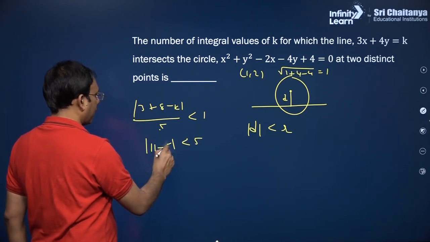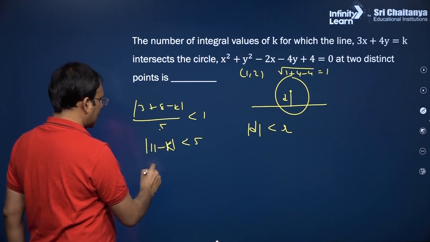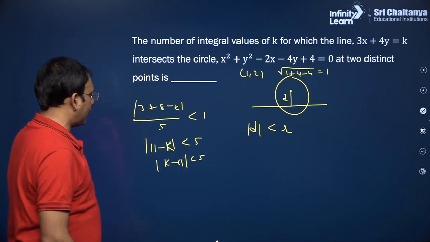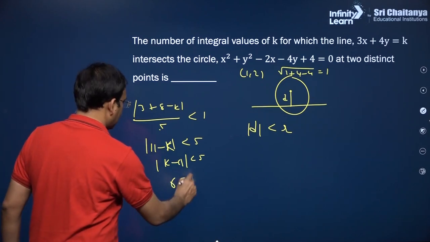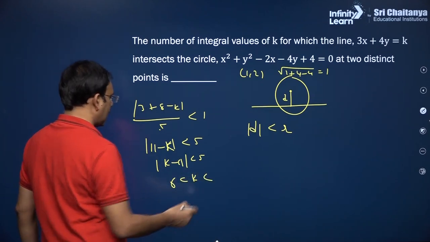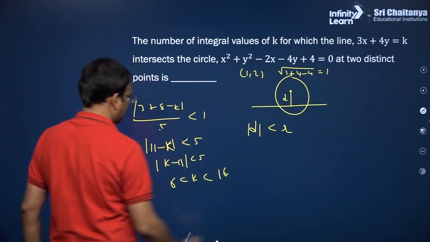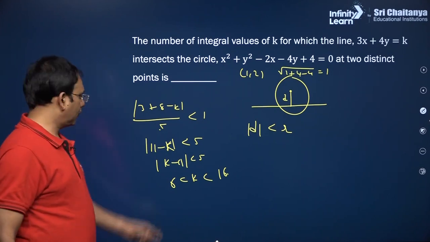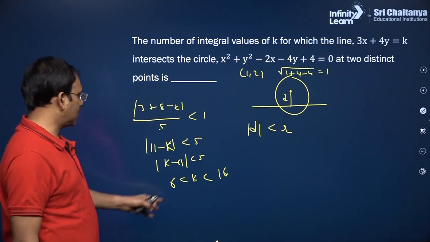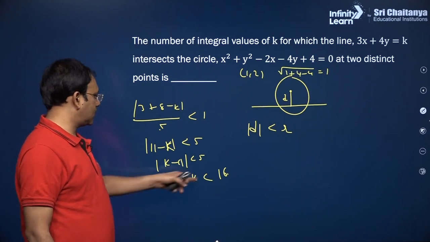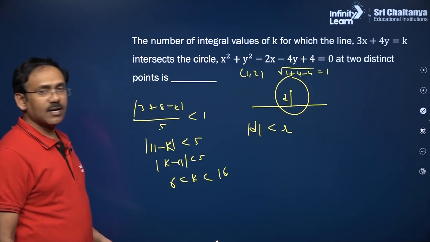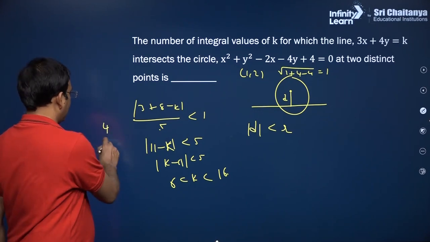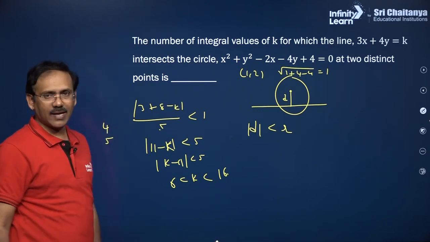11 minus k is less than 5, that is, k minus 11 less than 5. So 11 minus 5 is 6, less than k, less than 11 plus 5, which is 16. So, my dear friends, this is k minus 11. I can say here the number of integers between them: 6 cannot be taken, 16 cannot be taken. You can say 7, 8, 9, 10, that is 4, and that side 5. 5 plus 4, there will be 9.